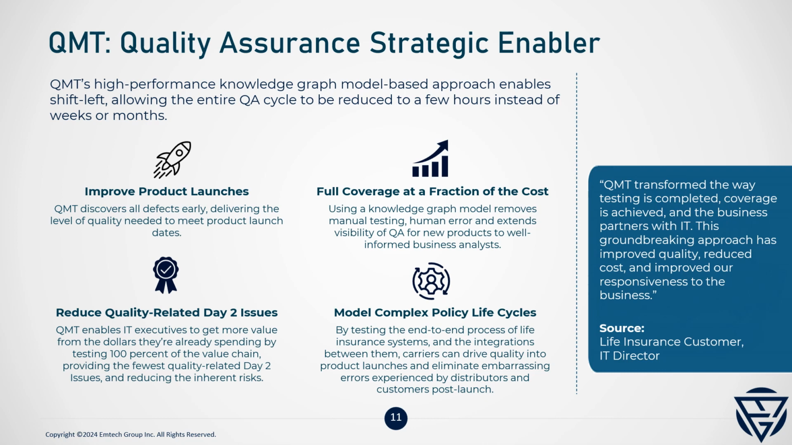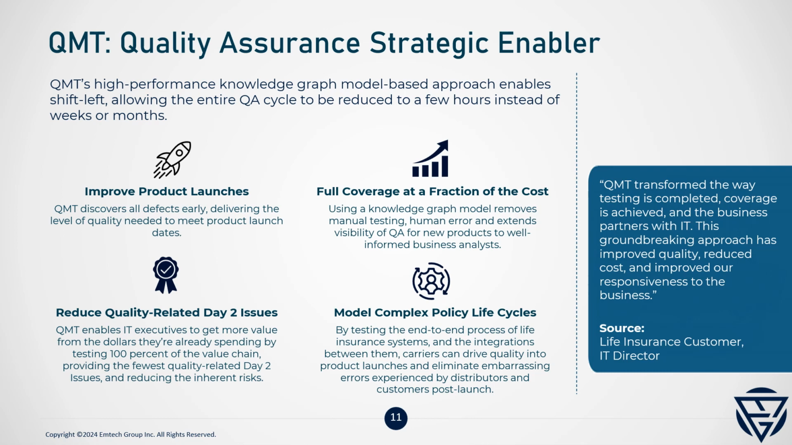It improved product launches. QMT discovers all defects early, delivering the level of quality needed to meet product launch dates. You have full coverage at a fraction of the cost. Using a knowledge graph model removes manual testing, human error, and extends the visibility of QA for new products to well-informed business analysis. It reduced quality-related day two issues.